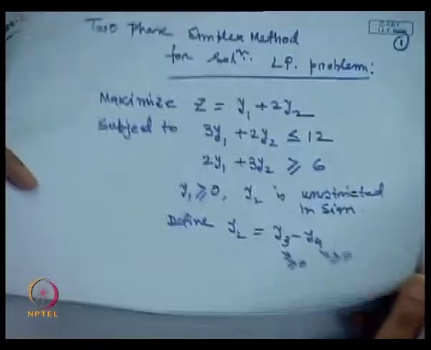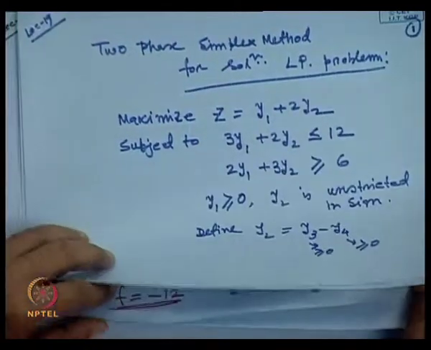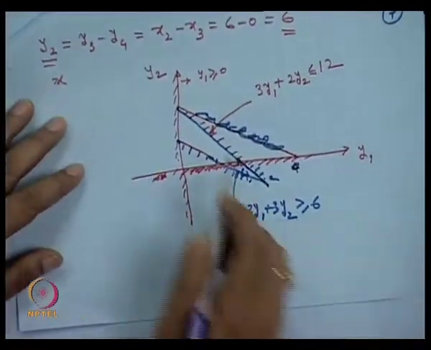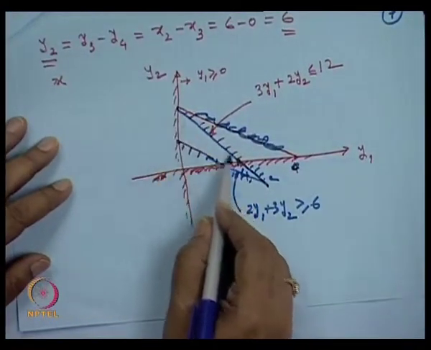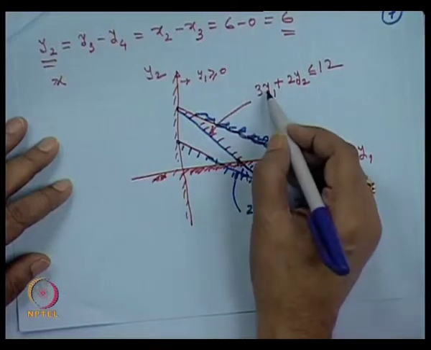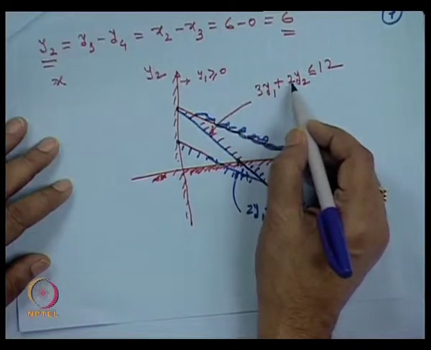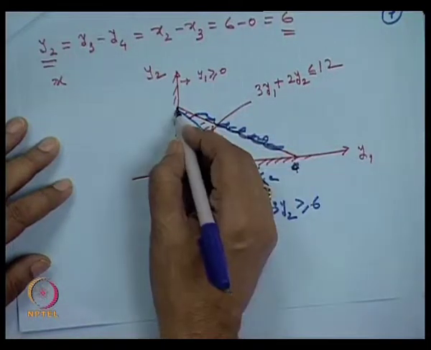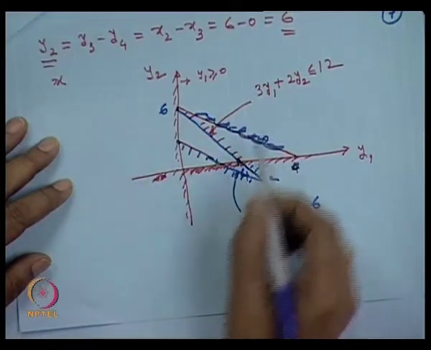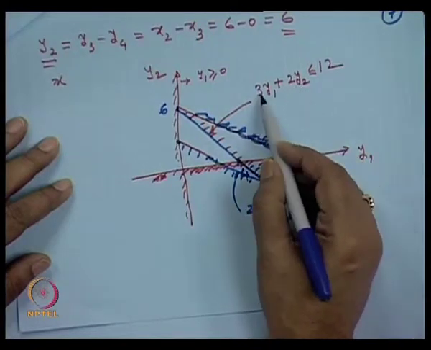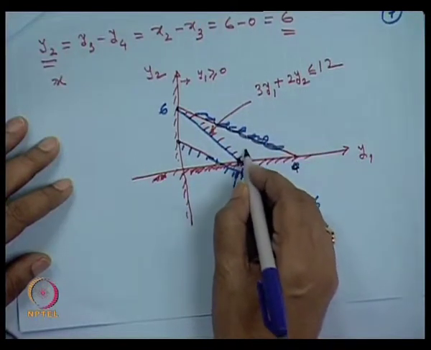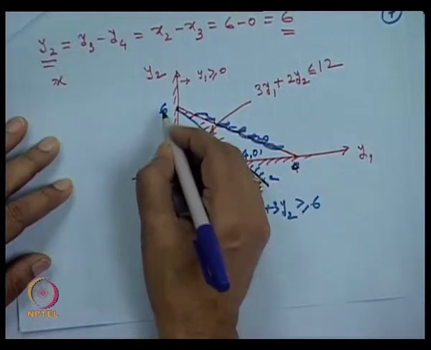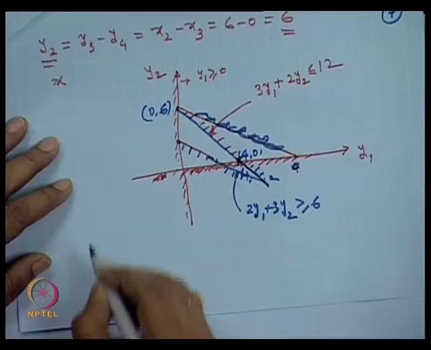If you plot this basic function graphically, this is our equation, one of the constraints. When we put y 1 is equal to 0, y 2 is equal to 6. So, this is our 6. When y 2 is 0, y 1 is 4, that is our 4, 0 coordinate. This is the 0, 6 coordinate.